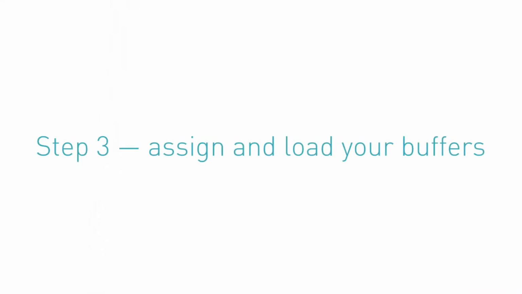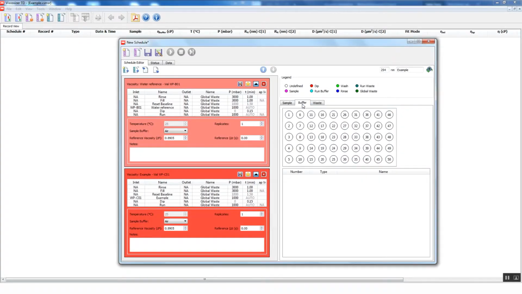Step 3. Assign and load your buffer vials. Within the Buffer tab of the interactive tray in the software, right-click and label Buffer Vial 2 as Rinse, Vial 3 as Dip, and Vial 5 as Run Buffer. Name the rinse and dip as deionized water, and name the run buffer as air.